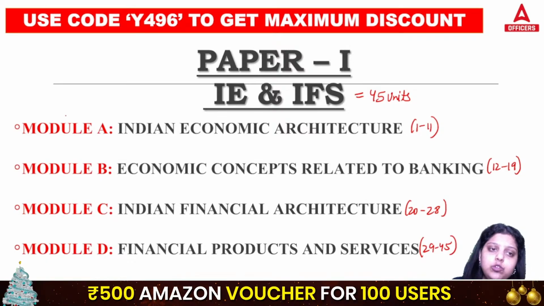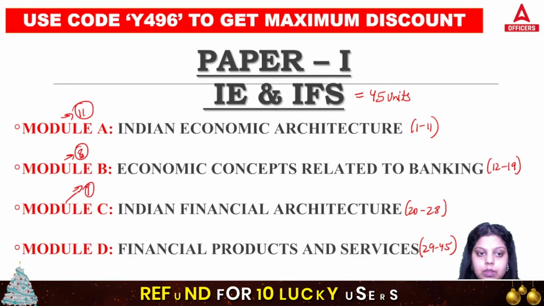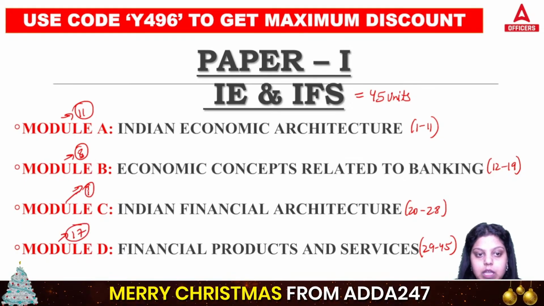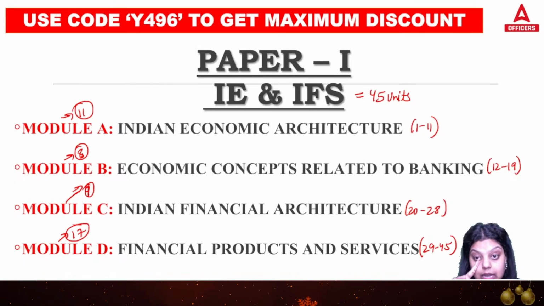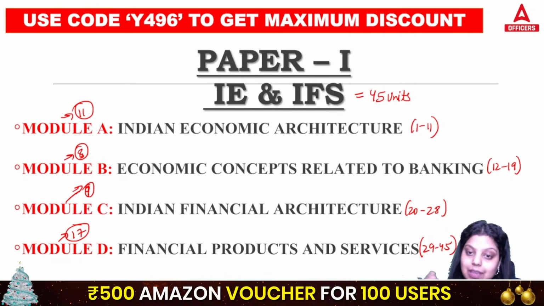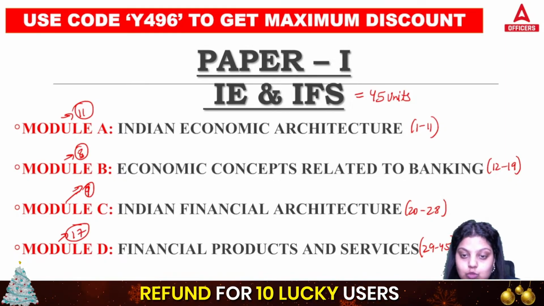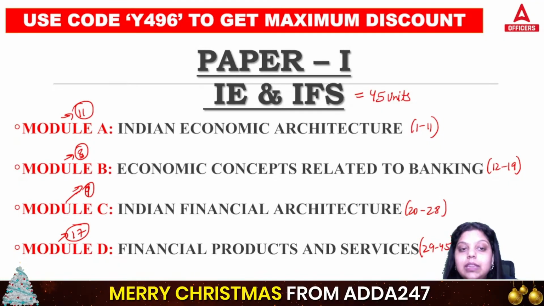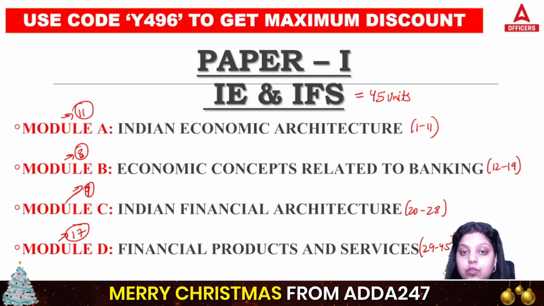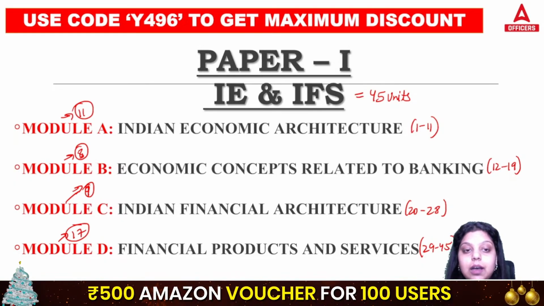So the number of units you have to cover is 11 here, 8 here, 9 here, and 17 here. If I talk about the number of units, you can see that module D has a huge number of units, and definitely module D content is very huge because every unit covers a minimum of 10 to 15 subtopics. So it automatically becomes a huge module. Then the second largest module of IFS is module C, because in number it has only 9 units, but in the content available in this module, it's the second largest module. Then the third is A and the fourth is B, right?